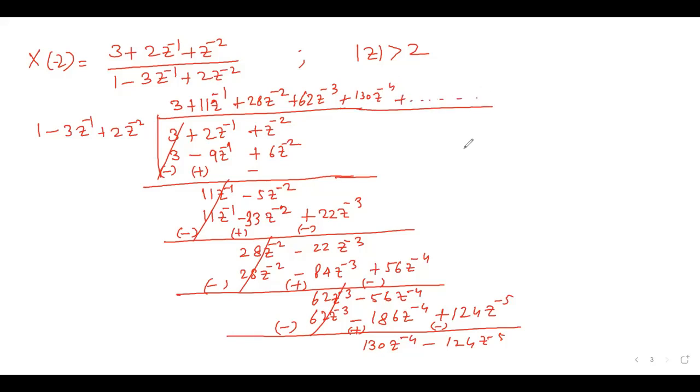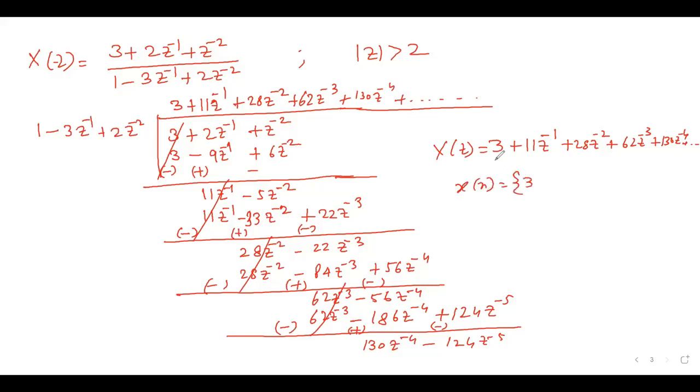All right, so therefore we can write X(z) as 3 plus 11 z to the power minus 1 plus 28 z to the power minus 2 plus 62 z to the power minus 3 plus 130 z to the power minus 4, up to infinity. So that means x[n], what will be the value of x[n]?